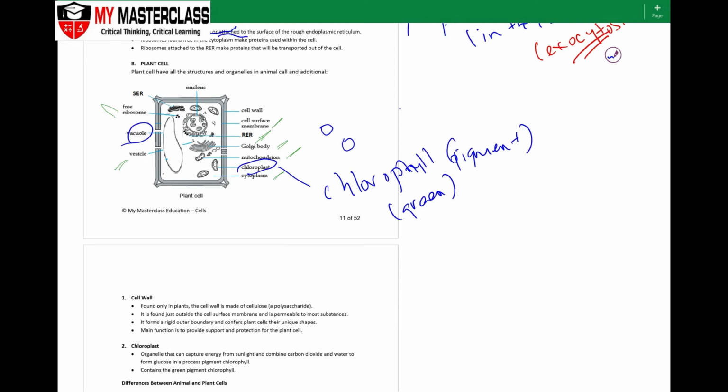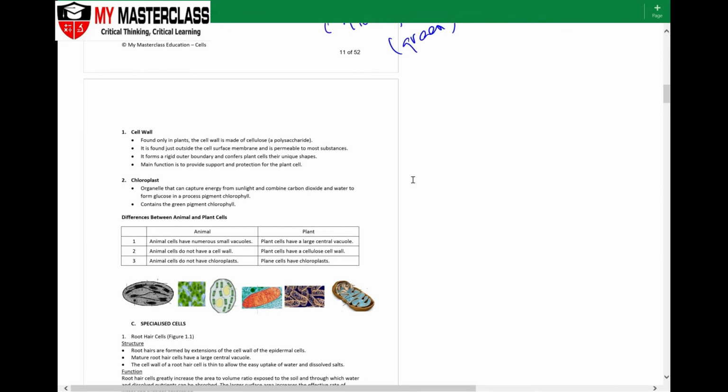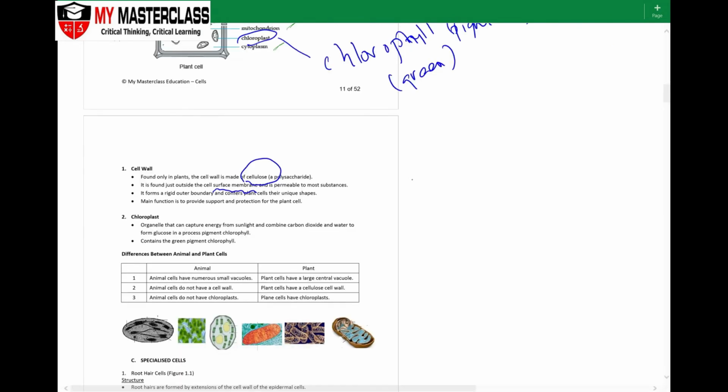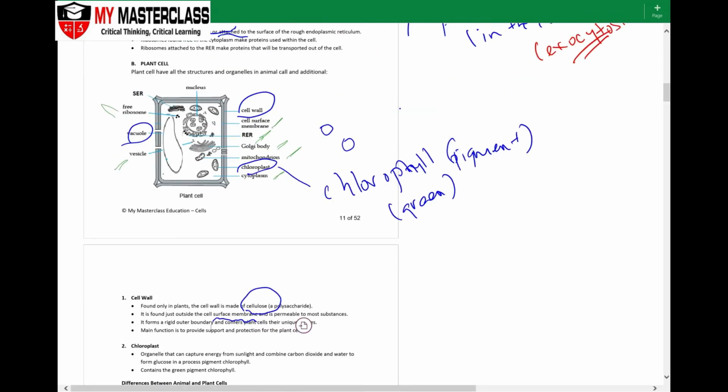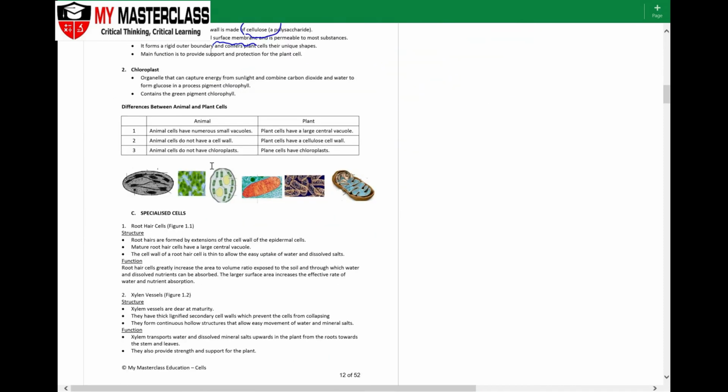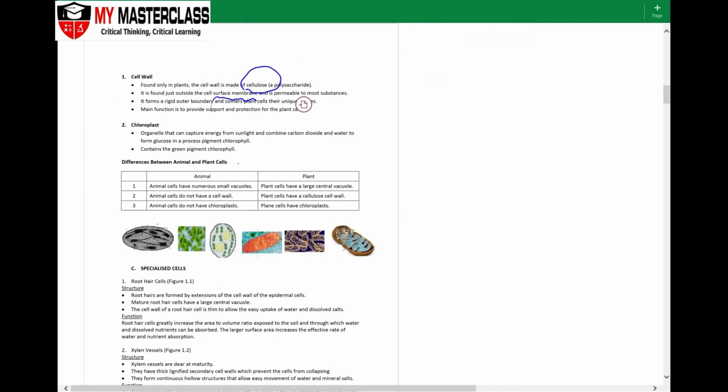Now, the cell wall, the purpose of the cell wall, look at the next page. It is found only in plants. Take note what it is made up of: cellulose. Now the cell wall, unlike the cell membrane, allows any substances to enter, which is why the cell membrane is located as a barrier inside the cell wall. The main function of the cell wall is to provide support and protection for plant cells.